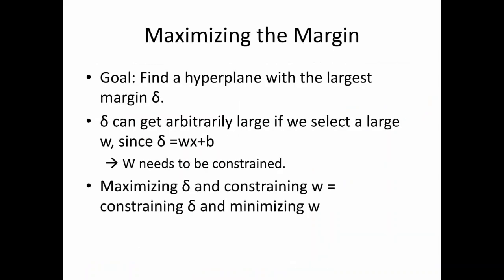Again, the goal is to find a hyperplane with the largest delta, and the hyperplane is defined by the weight vector and the bias we choose. And as you know, the delta we're trying to maximize is the dot product between the weight vector and x, plus bias. And since we can choose a weight vector, delta can get arbitrarily large if we just make our w bigger and bigger. So we want to somehow constrain the weight vector. So we're not just maximizing delta, but we're also constraining the weight vector. And we can get the same effect by constraining delta and minimizing the weight vector. And we'll approach it this way. So we'll fix delta to a fixed value, say 1, and then minimize w.